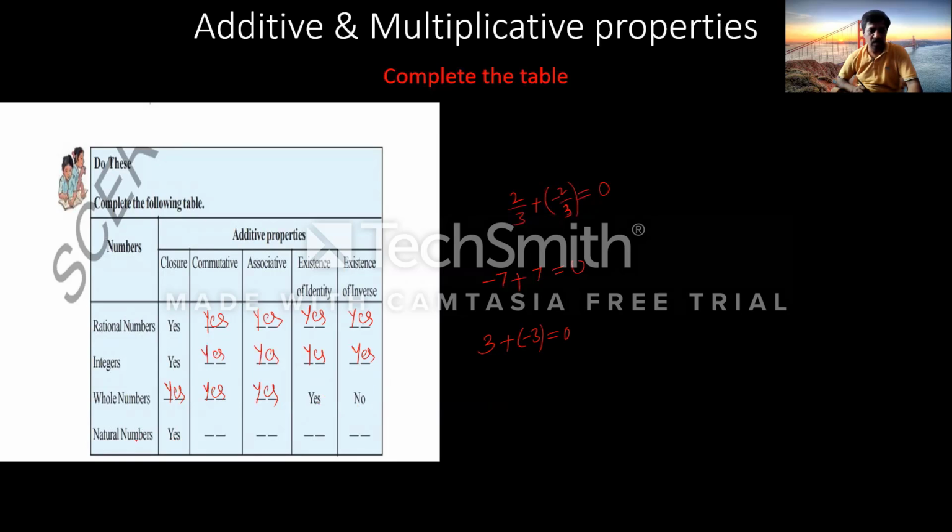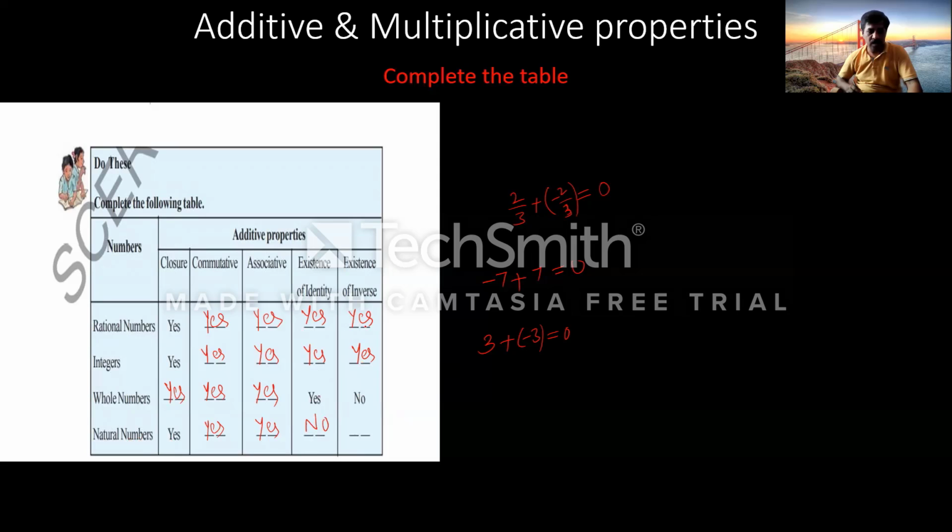Now natural numbers. Do natural numbers satisfy commutative property? Yes. Any two natural numbers, if you add, the result is the same if you change the order. That's why you can write here yes. Associative property is also yes. Now existence of identity. We know that additive identity is 0. Is 0 in natural numbers? No. 0 does not exist in natural numbers. That is why we should write no.